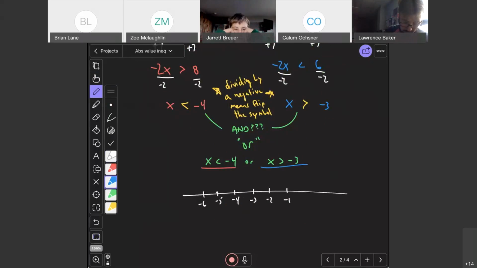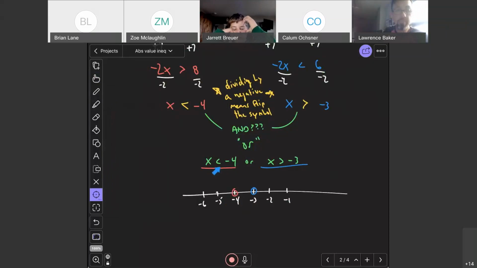Sophia, should I do open circles or closed circles? Open. Okay. And then Sophia, from the -4, should I graph to the left or to the right? Okay. And what about from the -3? Which way should I graph?